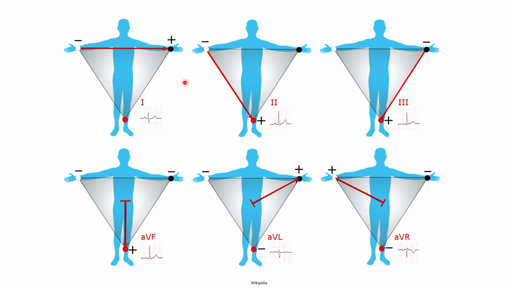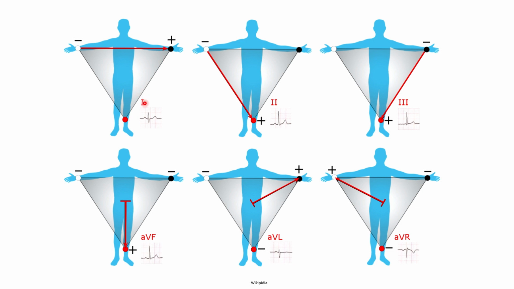First of all, we need to know that leads 1, 2, and 3 are called bipolar leads, whereas leads aVF, aVL, and aVR are called monopolar or augmented leads. And I will explain why. Leads 1, 2, and 3 are called bipolar because they move from a negative electrode to a positive electrode. So they are bipolar.